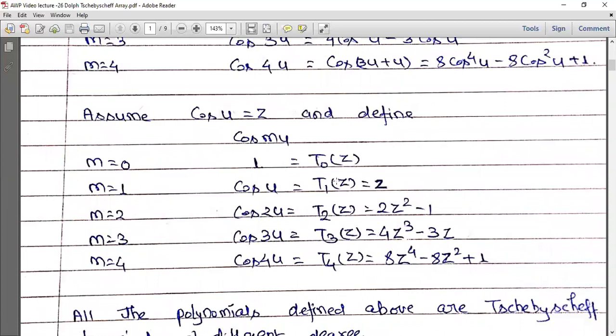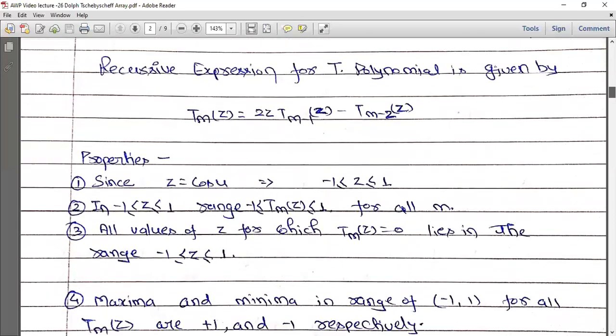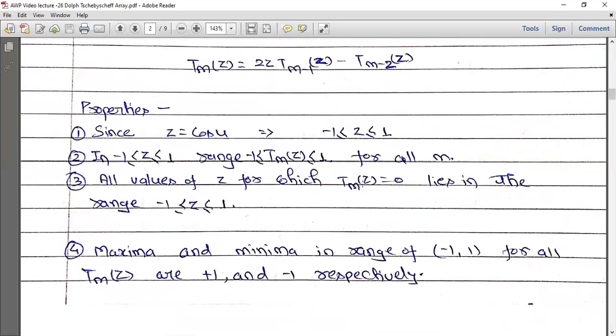That means the z you can see in these Chebyshev polynomials of different degree is actually cos of u, and we know very well that the cosine function will always lie between -1 and +1. So since cos u lies between -1 and +1, correspondingly z is also between -1 and +1. And this is the first property, or I should say the limitation at this particular stage, that the variable z will always vary from -1 to +1 if we want to use these definitions of Chebyshev polynomials.